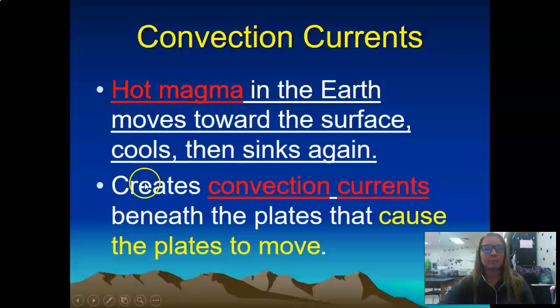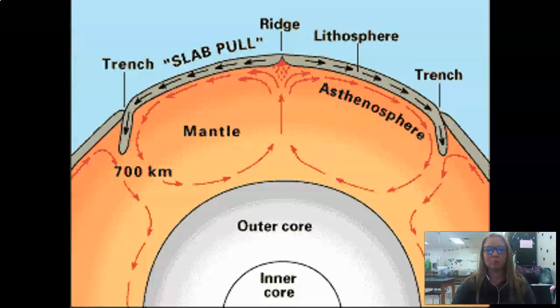So hot magma in the earth moves towards the surface, cools and sinks again. And that's just convection. Warming up, cooling, sinking. This is our fundamental thermodynamics. So it creates convection currents beneath the plates that allow them to move. So you have a tug or a push on those plates.